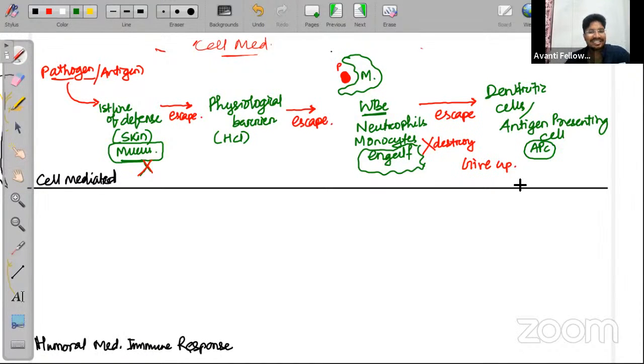They will present the antigen to the other immunity that is present inside our body. What they will do, they will simply take the pathogen. This red color one is our pathogen and antigen. Let's assume this is the pathogen and antigen. Now what will these dendritic cells do? These are the dendritic cells.